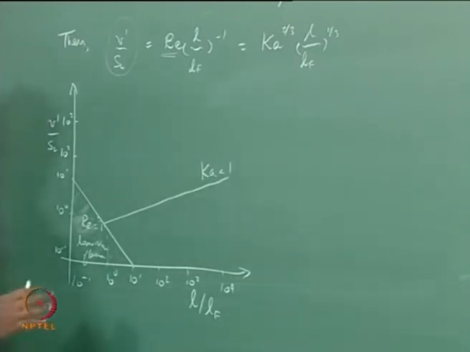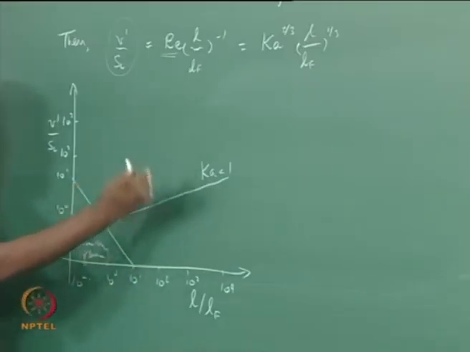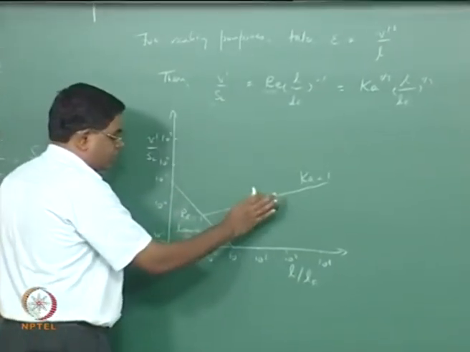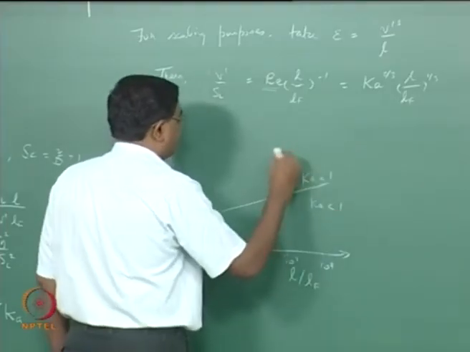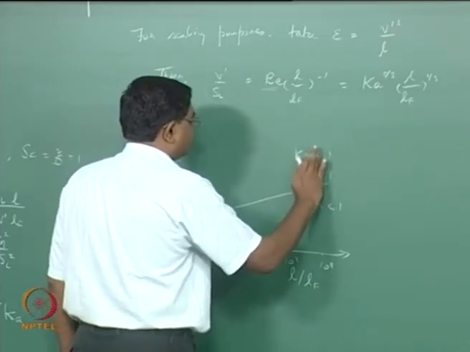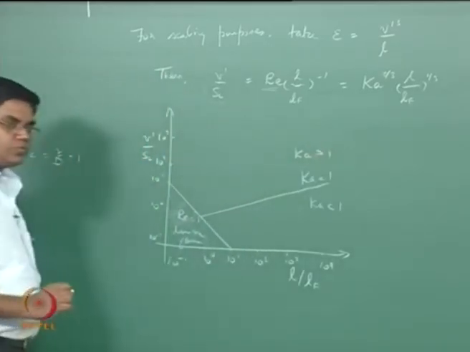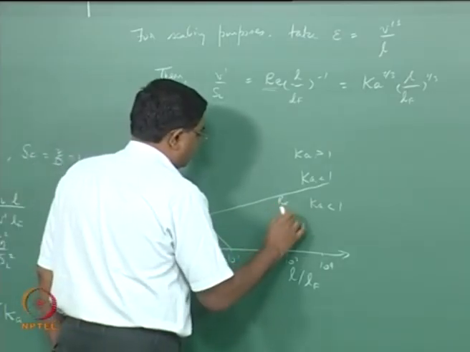So we now have this entire turbulent combustion regime divided into 2 parts, right? One having a Karlovitz number less than 1, and another where the Karlovitz number is greater than 1, and in both cases the Reynolds number is greater than 1.